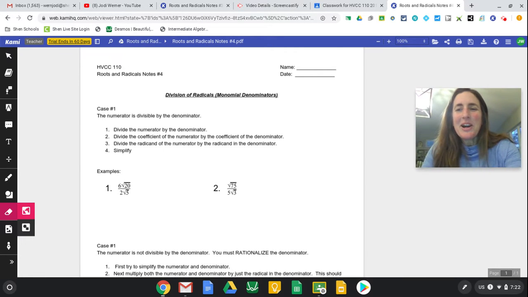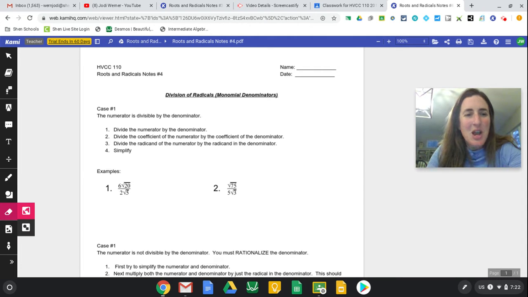Hi, here we are, our last lesson for the week, Roots and Radicals, notes number 4. And today we are doing division of radicals. And we're going to stick with just a monomial denominator. That means there'll be just one radical in the bottom. So exciting. Okay, so there's two different cases.